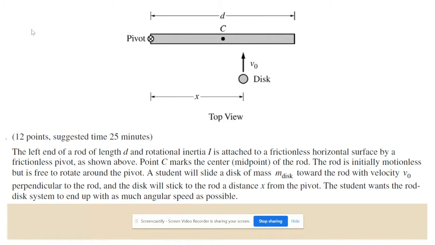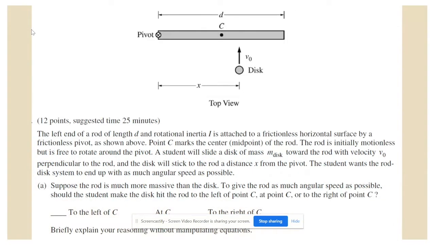The student wants the rod-disk system to end up with as much angular speed as possible. Obviously here, that's a pretty important piece of information. So part A of this question says, suppose the rod is much more massive than the disk. To give the rod as much angular speed as possible, should the student make the disk hit the rod to the left of point C, at point C, or to the right of point C? And then you have your options, and it says briefly explain without manipulating equations.